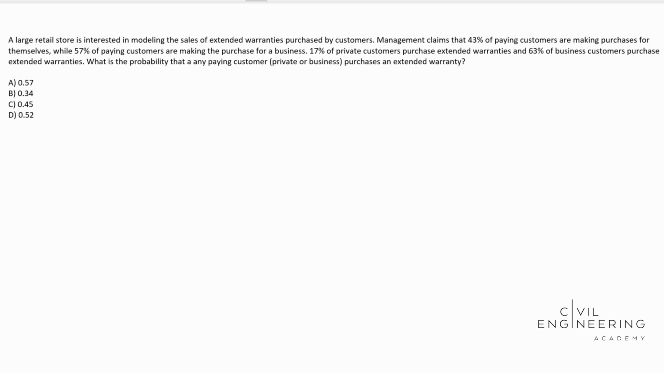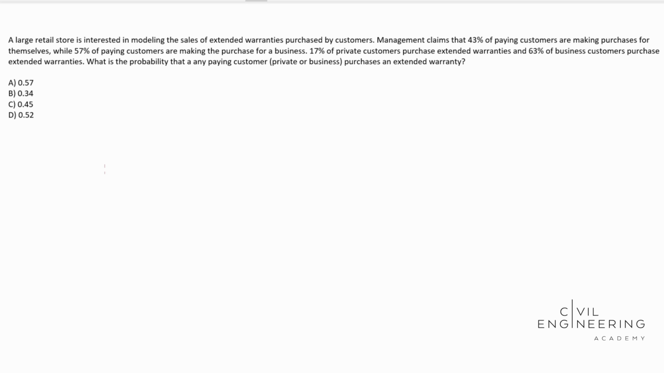So today we have a doozy. This is an alternative analysis problem, and let's go ahead and read the question. A large retail store is interested in modeling the sales of extended warranties purchased by customers. Management claims that 43% of its paying customers are making purchases for themselves, while 57% of paying customers are making the purchase for a business. 17% of private customers purchase extended warranties, and 63% of business customers purchase extended warranties. What is the probability that any paying customer, private or business, purchases an extended warranty?